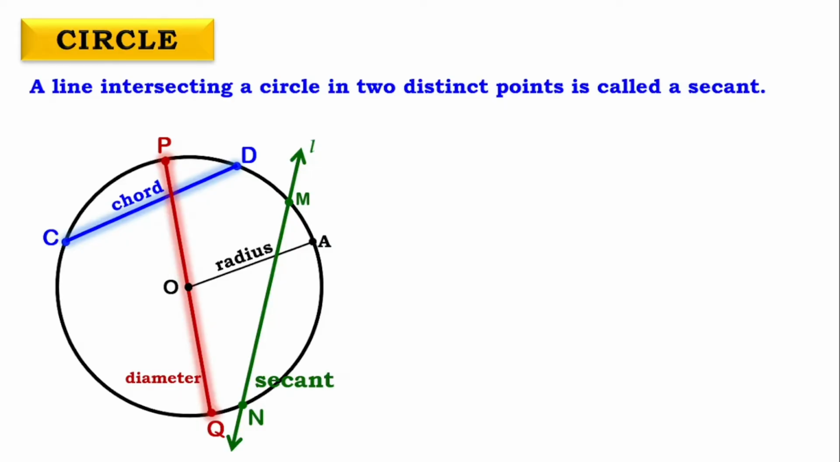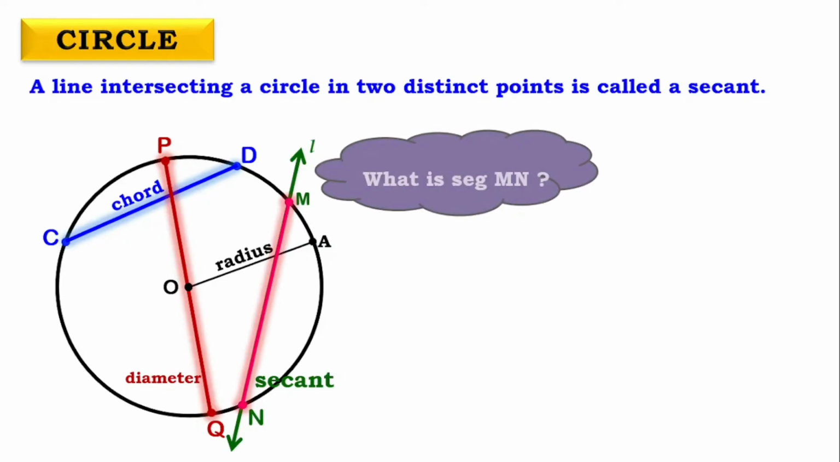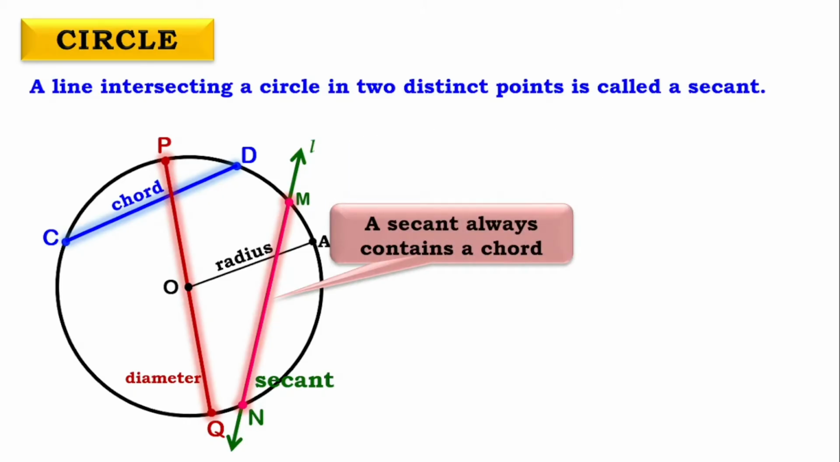Understood? What is segment MN? This segment MN is a chord. So a secant always contains a chord. A chord is always present in a secant. Understood? Moving forward.